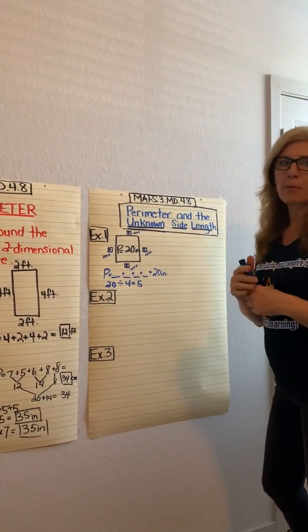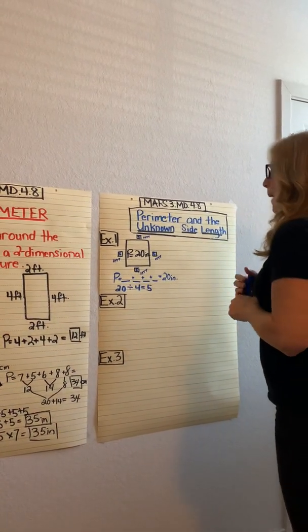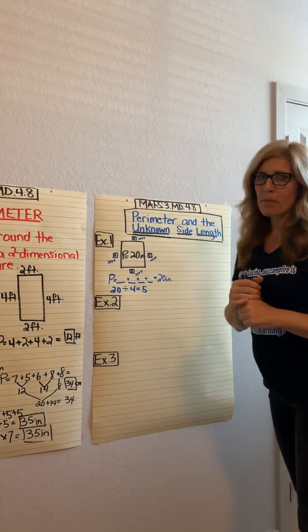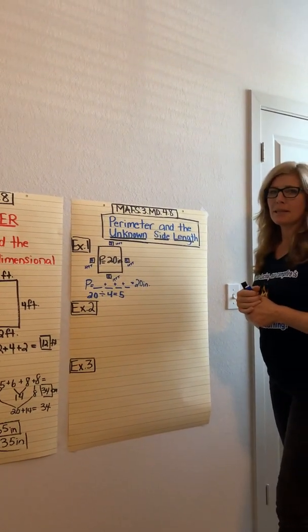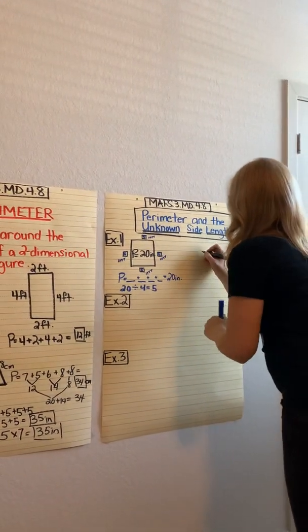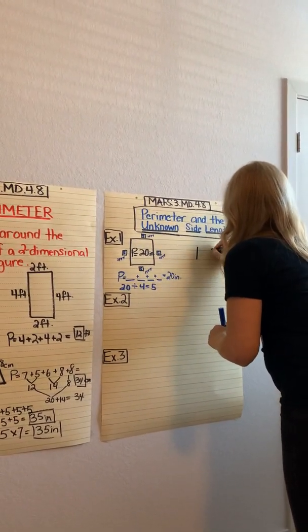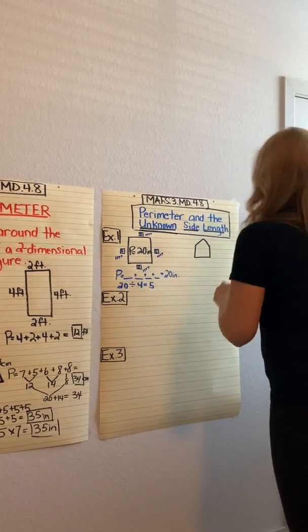Okay, let's do one more example where we have a regular shape. Our second example is going to be, let's see, a pentagon. Who remembers how many sides a pentagon has? Yes, 5 sides. So when we draw a pentagon, I like to call it our walls, our roof, and our floor.